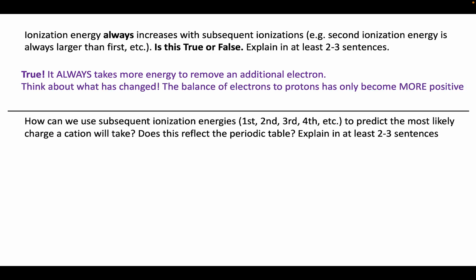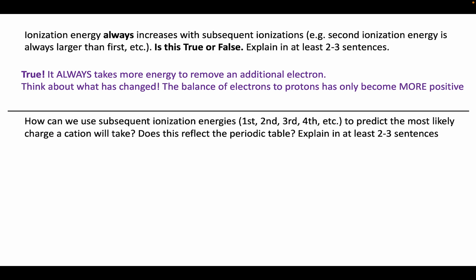This is because we've already removed an electron, so what's changed about the element, which is now an ion? Well, the balance of electrons to protons has only become more positive. So even though there are certain favored ionization states that cations like to reside in, it's still going to be harder to remove a subsequent electron because the electrons are only going to be more closely associated with the nucleus. So as ionizations continue on, they only get more difficult.